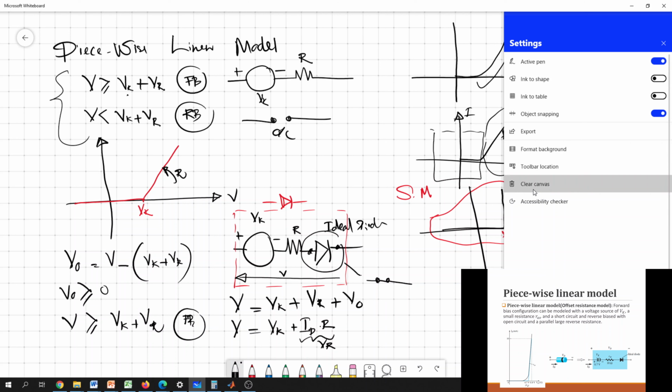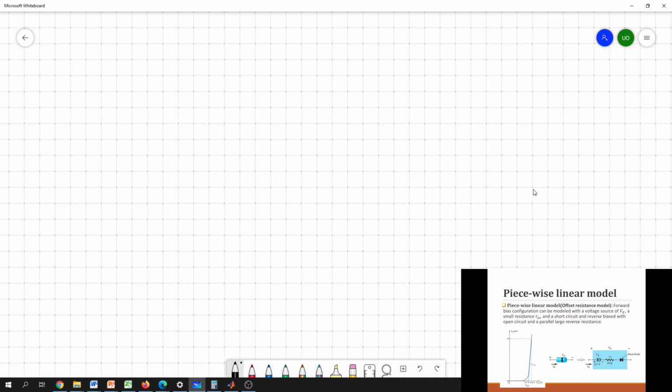So this piecewise linear model is very rarely used. We can stick to these first two models. The first one is the ideal model, and the second one is the simplified model.